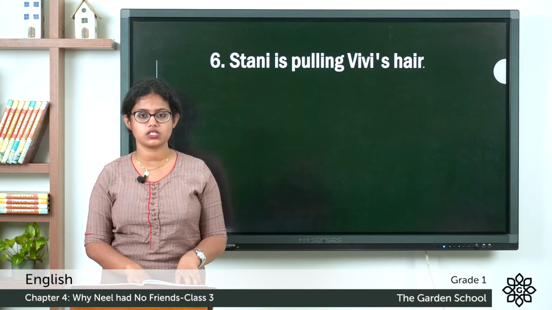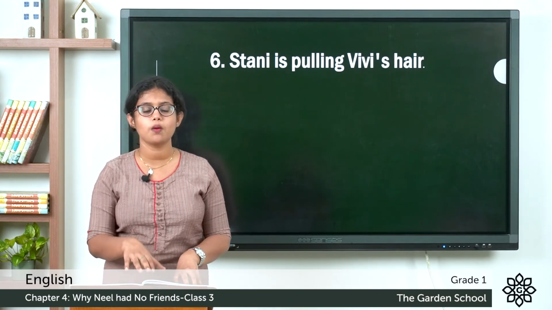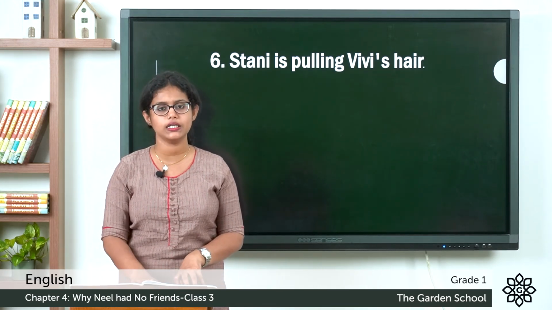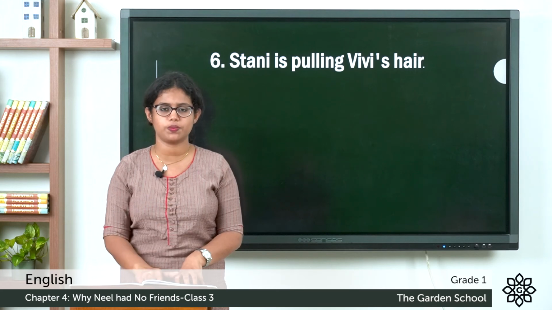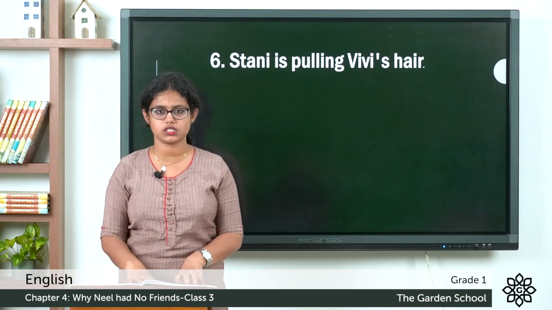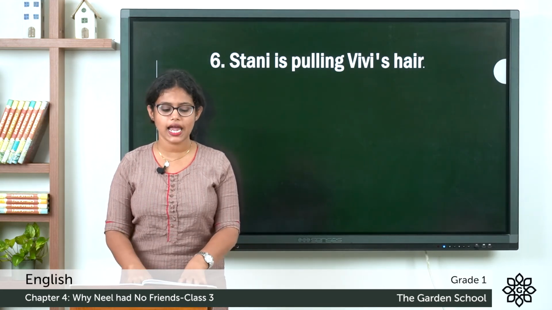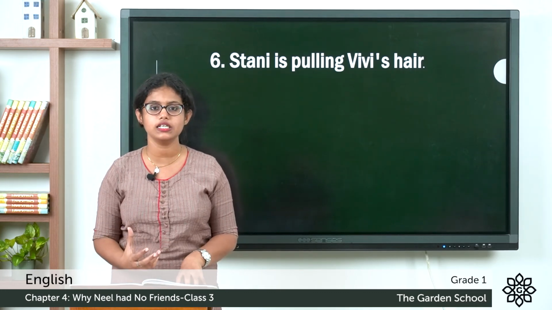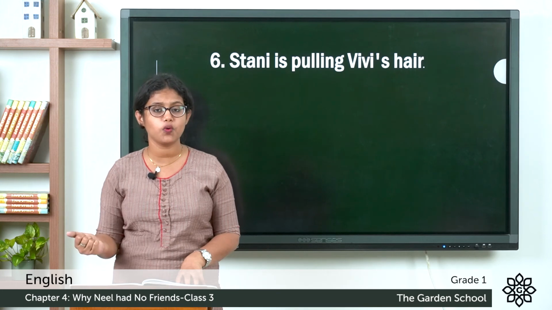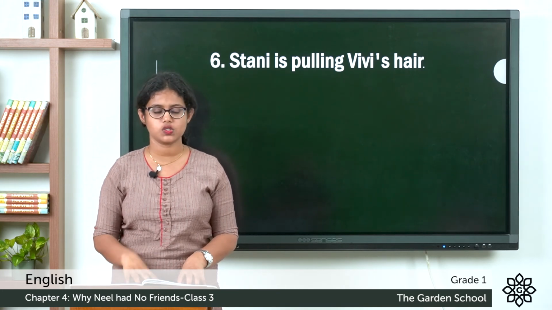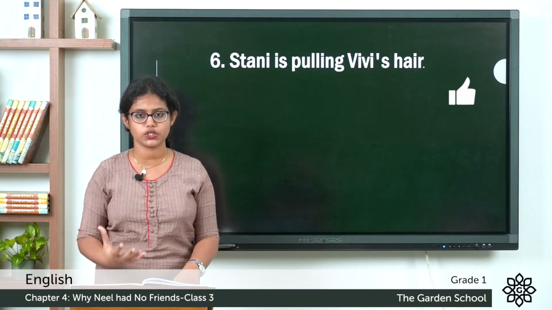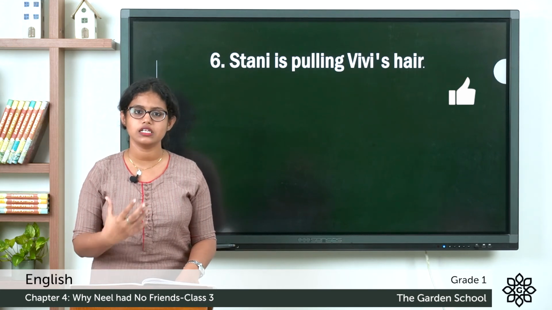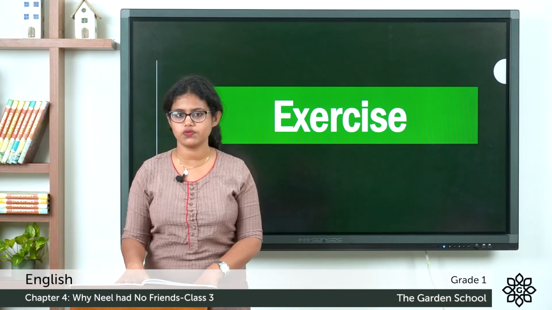In this picture, you can see this little boy is pulling the hair of this little girl. How can we describe this picture? How can we write it in a sentence? We can write it as Stanny is pulling Vivi's hair. Stanny is the little boy and he is pulling Vivi's hair. So this is how we can describe a picture and write it as a sentence. This is an activity for you.